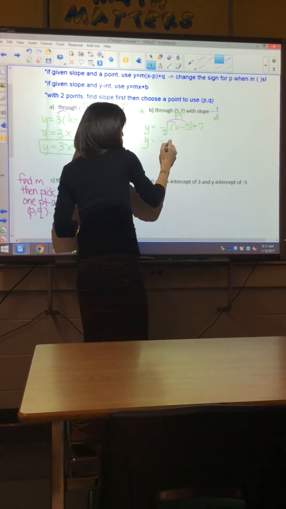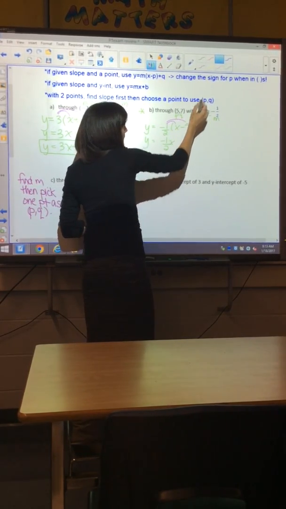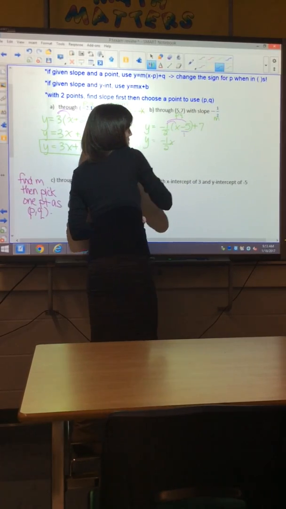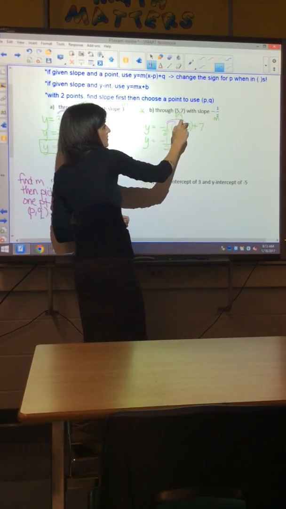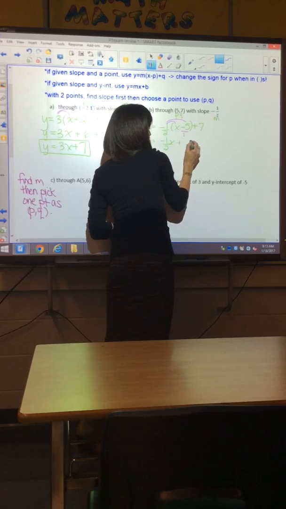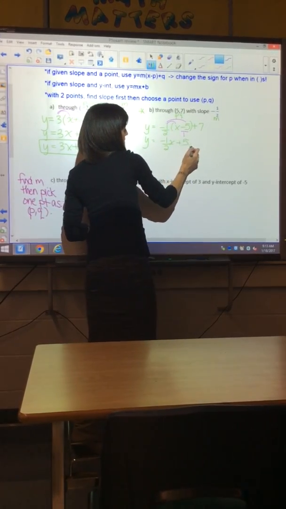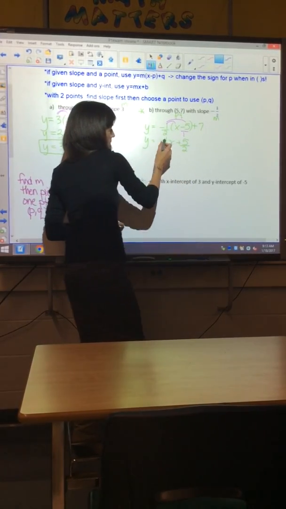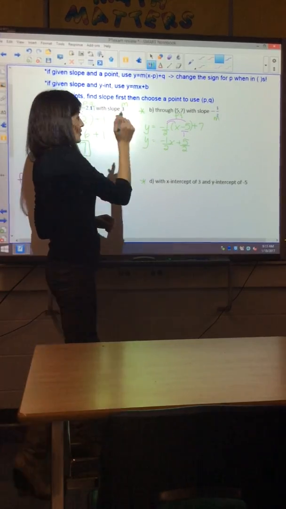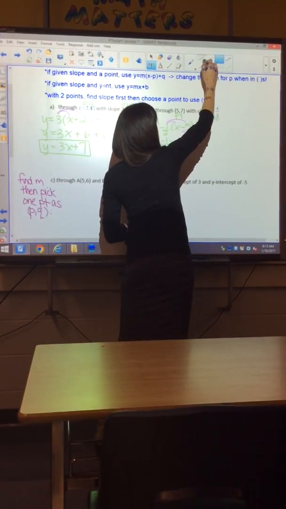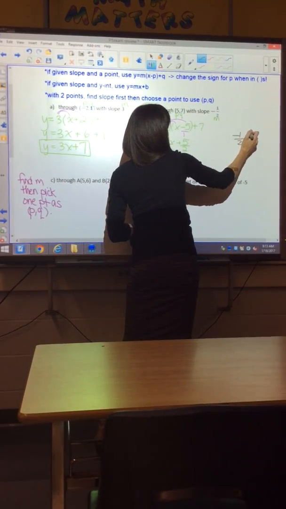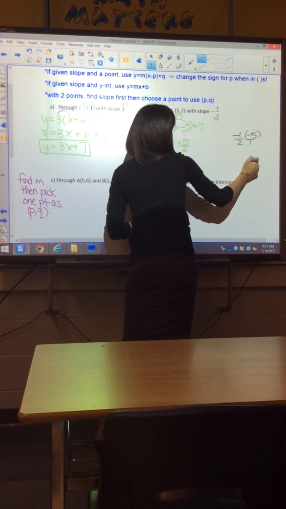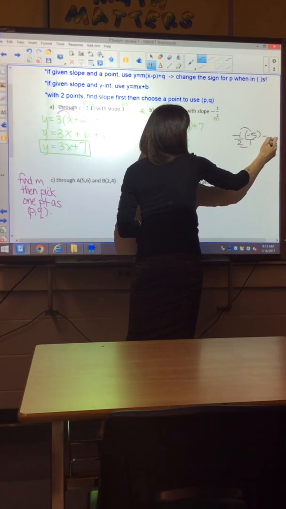So y equals -1/2 x. 5 is 5 over 1, so we multiply. -1 times -5 is a positive 5, and 2 times 1 is 2. So -1/2 x plus 5 over 2. The 5 over 2 comes from multiplying -1/2 by -5 over 1: top times the top, bottom times the bottom.